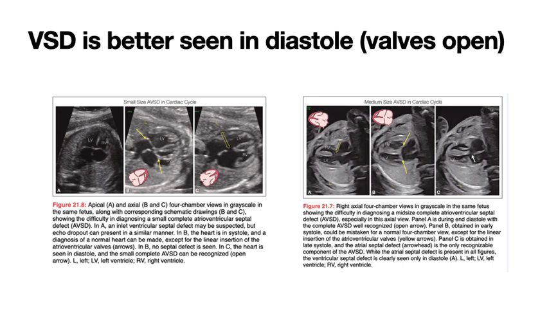A lot of times the ventricular septal defect is better seen in diastole. The valves will be open and kind of out of the way, and you can see the defect better.